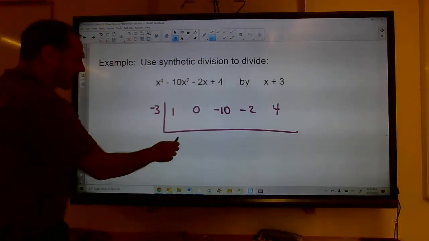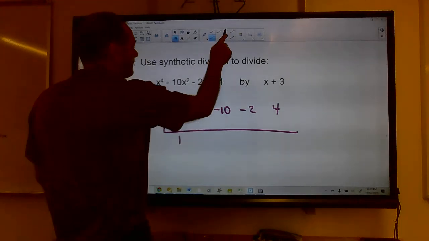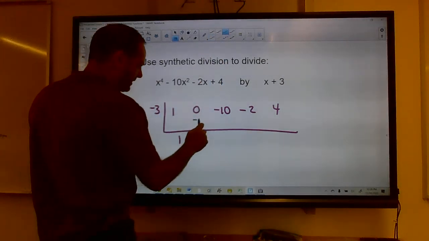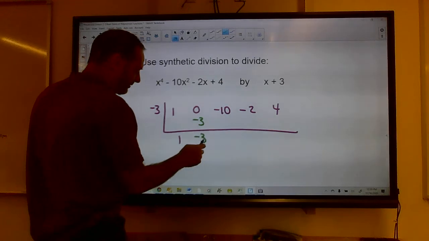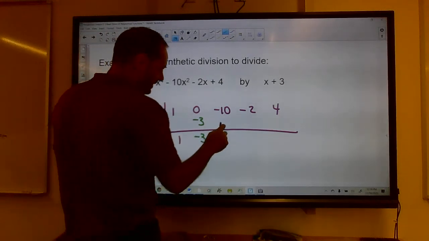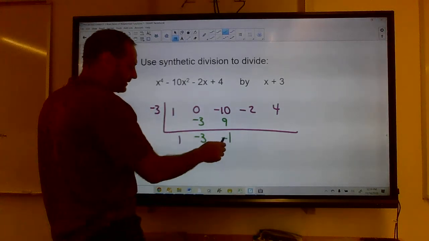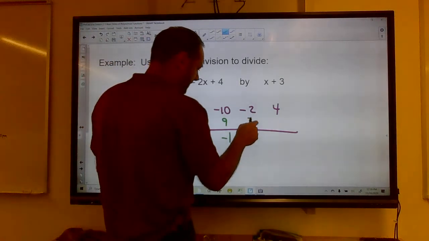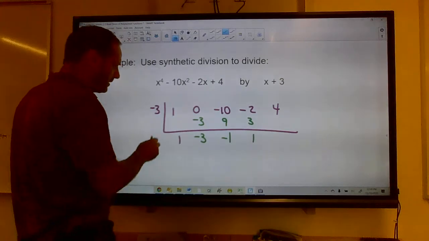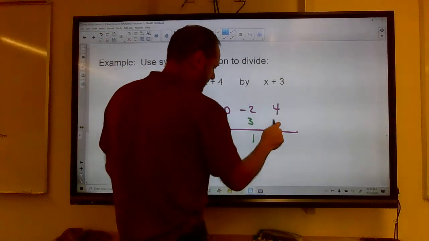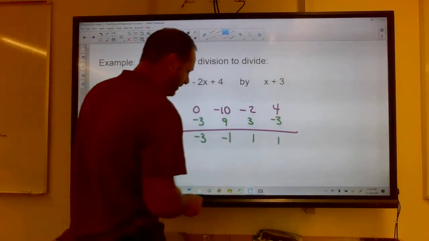We're going to drop down our 1. Now you go negative 3 times 1 is negative 3. Add it up, you get negative 3. Negative 3 times negative 3 is 9. Add it up, you get negative 1. Negative 3 times negative 1 is 3. Add it up, you get 1. Negative 3 times 1 is negative 3. You add it up, you get 1.